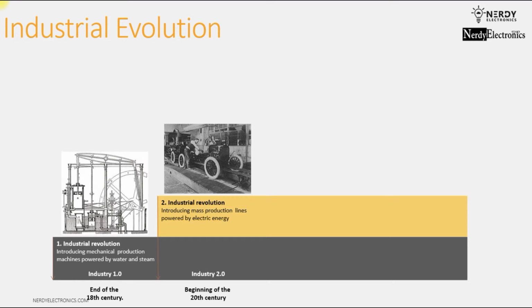The second was industrial revolution 2.0, which happened around the beginning of the 20th century, and it was the introduction of mass production lines using electric energy. The pioneer in this field was Henry Ford, and what he did was take the concept from the pork industry and put it into the manufacturing of cars. The mass production, that was termed industrial revolution 2.0.